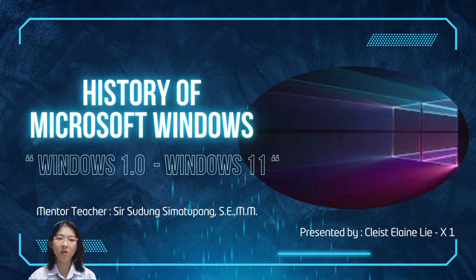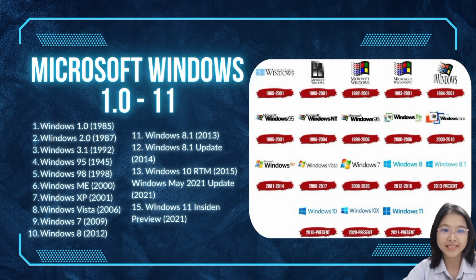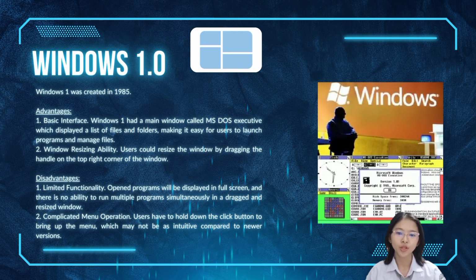In this video, I'll be presenting about the history of Microsoft Windows. Firstly, let me introduce myself. My name is Cleist from 10-1 class. These are the years where Microsoft Windows 1.0 and Microsoft Windows 11 were created. Windows 1.0 was created in 1985.